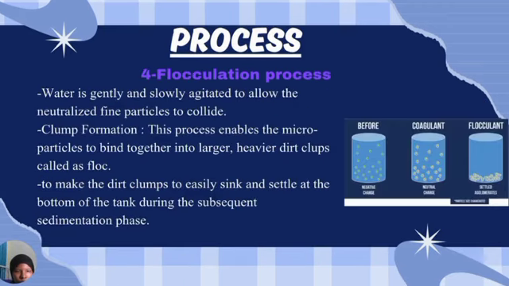So, for process 4, the flocculation process, water is gently and slowly agitated to allow the neutralized fine particles to collide. Clump formation: this process enables the microparticles to bind together into larger, heavier dirt clumps called floc. This makes the dirt clumps easily sink and settle at the bottom of the tank during the subsequent sedimentation phase.